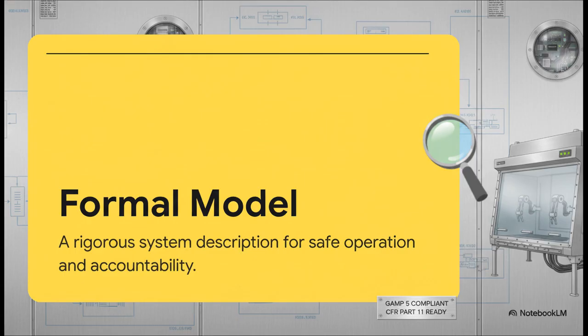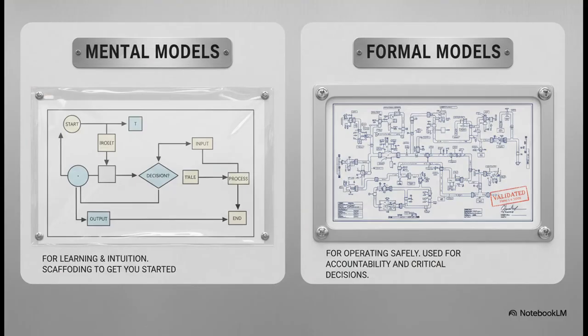And then, on the other side, you have the formal model. Now, this isn't a friendly guide. This is the official blueprint, the real deal. It's the rigorous, super detailed description that defines exactly how the system behaves. This is what you'd use for high-stakes situations where precision is everything, and there is absolutely no room for ambiguity. So you see the split, right? We've got these mental models for learning and building intuition, and then we have formal models for precise operation and accountability. One's a helpful simplification, the other is the ground truth.